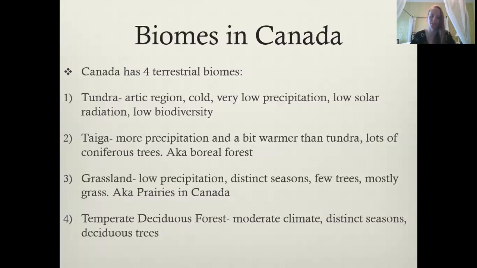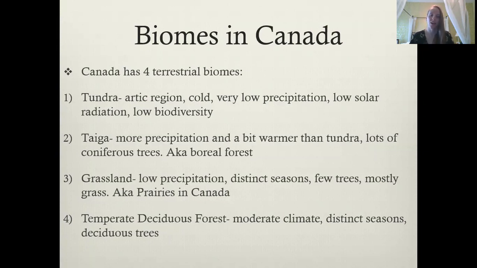We have 4 terrestrial biomes here in Canada: the tundra, which is the Arctic region, very cold, very low precipitation, very low insolation, which is another term for solar radiation, and very low biodiversity. Then we have the taiga, which has more precipitation and is a bit warmer than the tundra. It has lots of coniferous trees. It's also called the boreal forest. That's the largest biome that we have here in Canada.